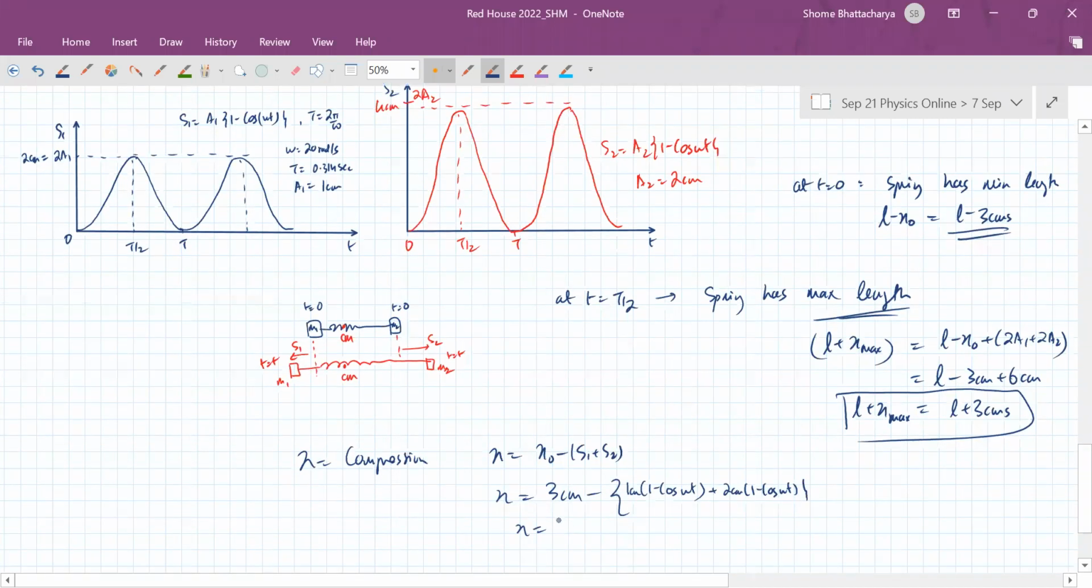It will come out to be this. This is the compression. So this x ranges between 3 centimeters and minus 3 centimeters. So this is maximum compression, and this will become maximum extension, because if we express the compression as a negative quantity, it means it has become an extension. So this is overall what is happening to the system.